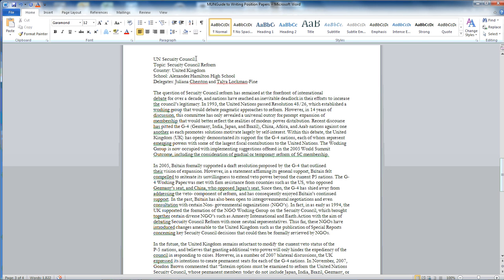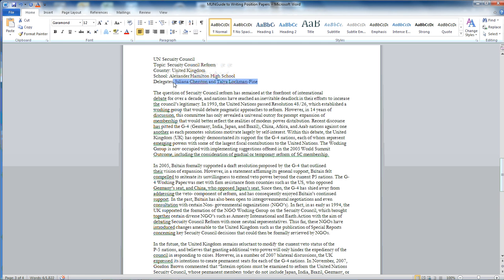You need to have the committee that you're in, the topic that you're addressing in this particular paper, your country, your school, and then your name after delegate. If you're paired with another student, put the other student's name as well.